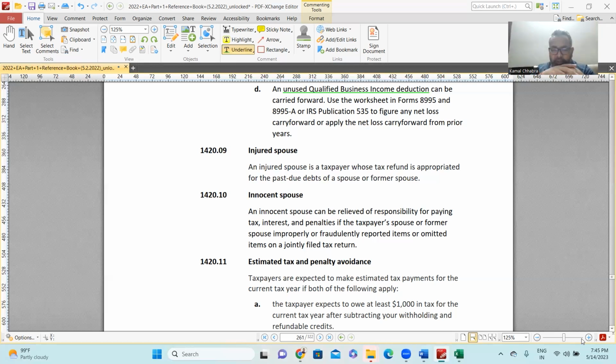IRS is being lenient toward the innocent spouse, but the spouse needs to prove that he or she was innocent. And then there would not be any additional taxes or penalty levied on the undue or fraudulent income which has been shown in the married filing joint return in the name of the other spouse. Make sense? Yes, no?